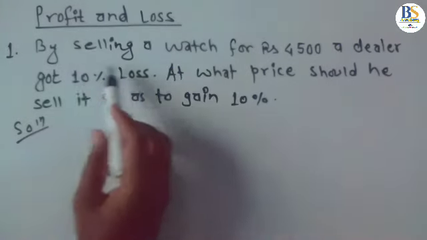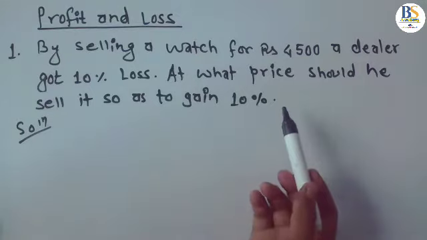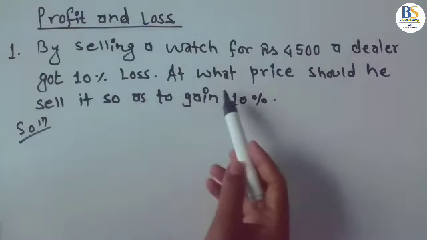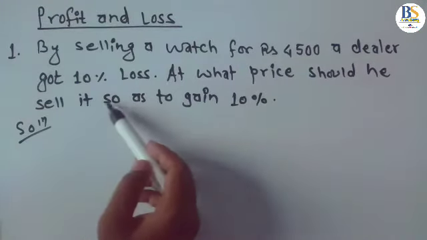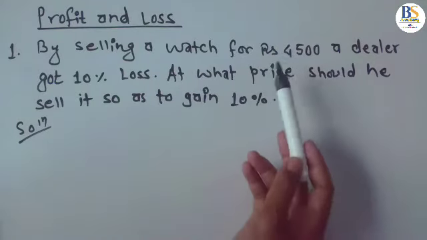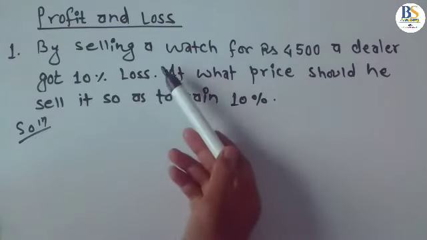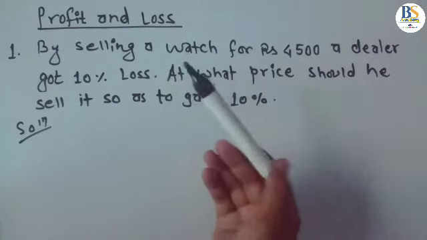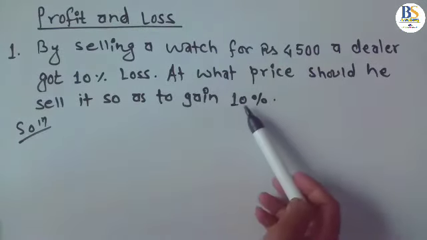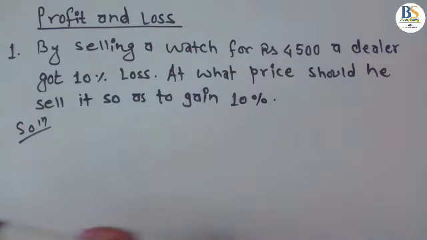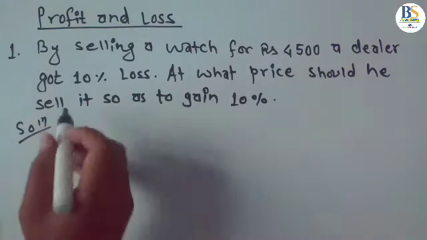First question: by selling a watch for Rs 4,500, a dealer got 10% loss. At what price should he sell it so as to gain 10%? In this question, selling price and loss is given. Loss percent is given in the first condition, so we can find CP. Again, profit percent is given. That means we have to find selling price.